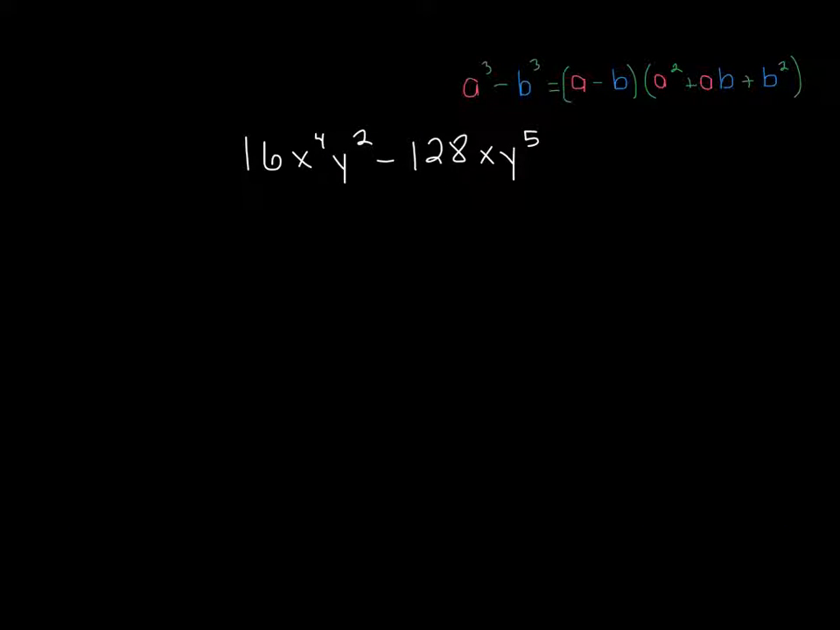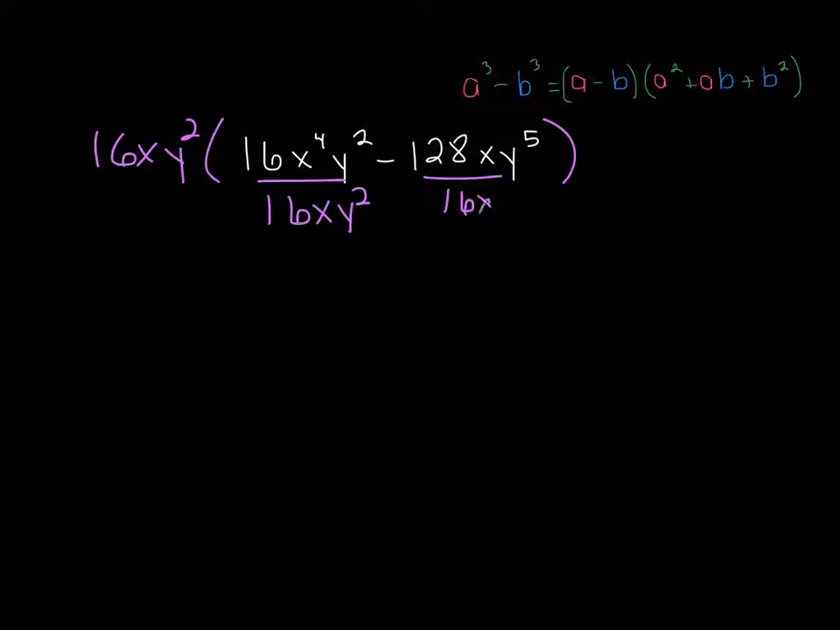Alright, once again we want to start by looking for our common factor. And both of these numbers can actually be divided by 16. And they both have at least one x. And they both have at least two y's. So 16xy squared, and that leaves me with x cubed over here, and 16 are going to 128 8 times. The x's cancel, and we're left with a y cubed.